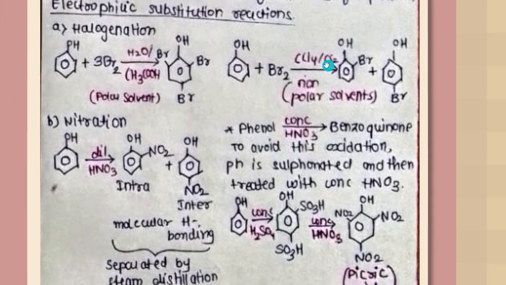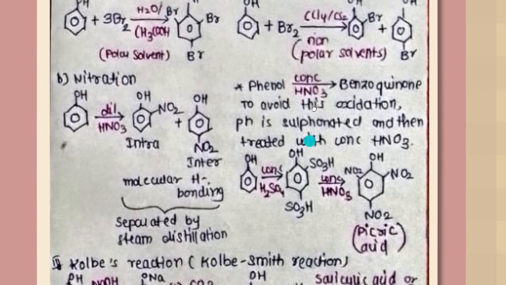But if we use only 1 mole of Br2 in the presence of non-polar solvents, what will we get? The first case was polar solvents like water. The second case is non-polar solvents like CCl4 or CS2. Here we will get orthobromophenol or parabromophenol. Now coming to nitration.